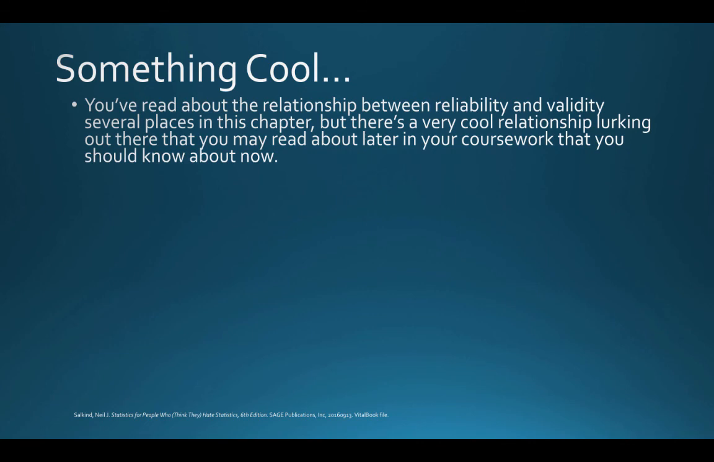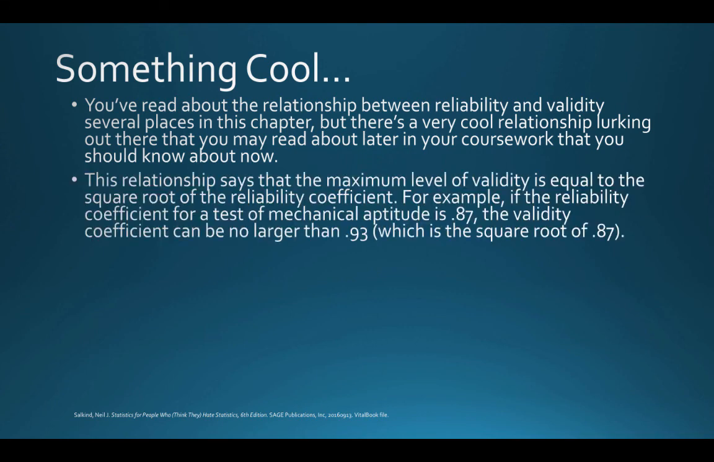Something that's pretty cool is, you've read about the relationship between reliability and validity throughout. Maybe not in this chapter, but in this book. There's a very cool relationship out there, and you may see it somehow, and that is that the maximum level of validity is equal to the square root of the reliability coefficient. So if we have a reliability coefficient for a test of mechanical aptitude that's 0.87, we can take the square root of that, and the validity coefficient can be no larger than 0.93. If that makes sense. So now, if we get a validity coefficient that's 0.98, we've done something wrong.